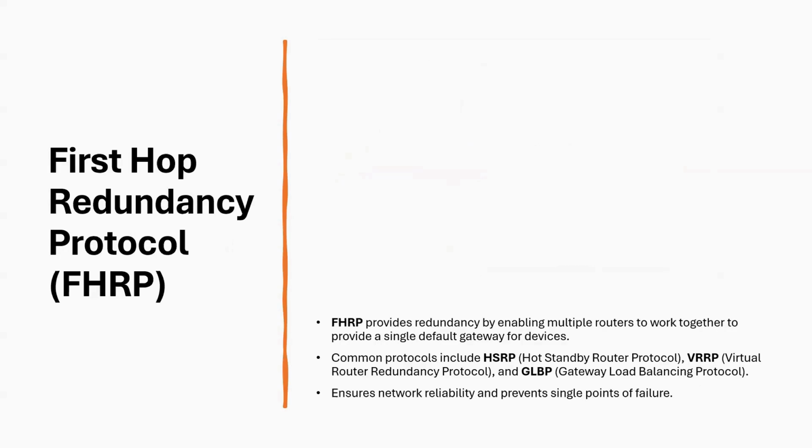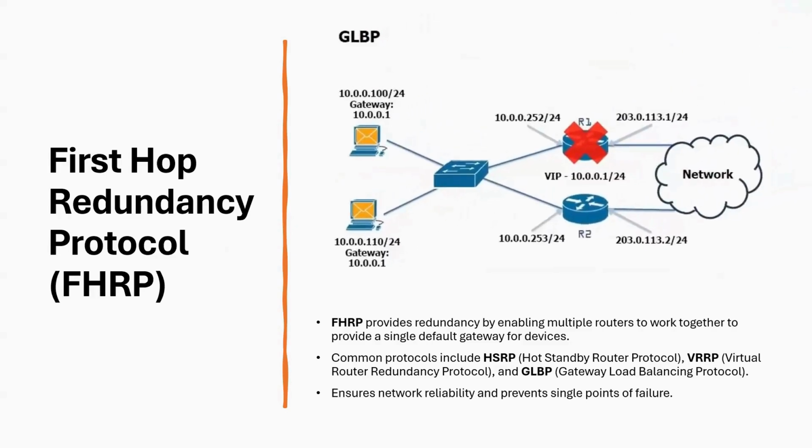Another important concept in routing is first hop redundancy protocol, or FHRP. FHRP ensures that if one router goes down, another can take its place without interrupting network connectivity. Protocols like HSRP, which is Hot Standby Router Protocol, VRRP, Virtual Router Redundancy Protocol, and even GLBP, Gateway Load Balancing Protocol, help provide this type of redundancy, which ensures that there's no single point of failure in the network.